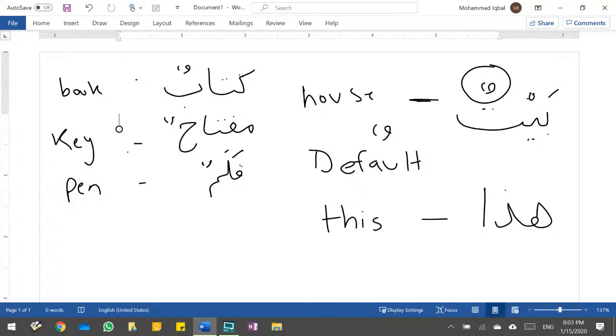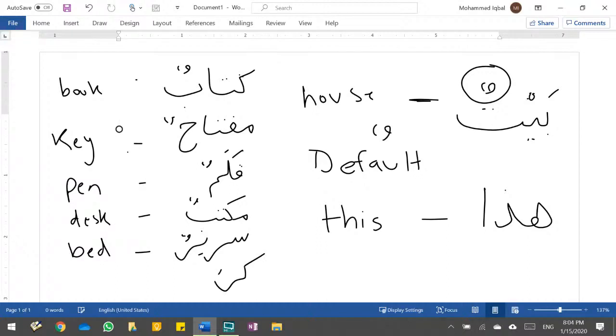Then we learned maktabun. That means desk. Then we learned sarirun. That means bed. And then we learned kursiyun. And that means chair. Anything else? Right. And then babun is door.